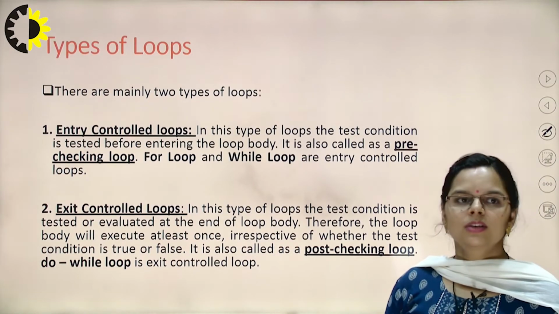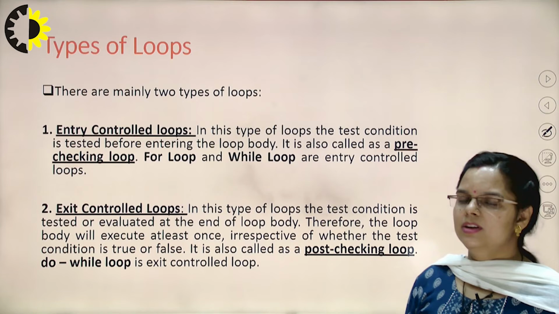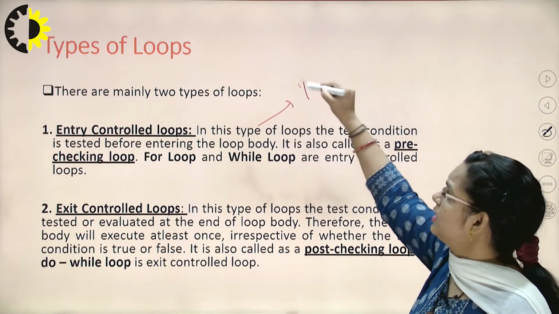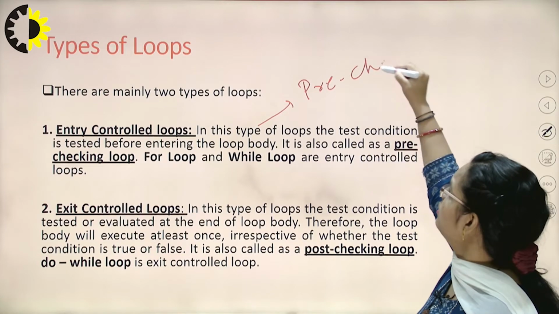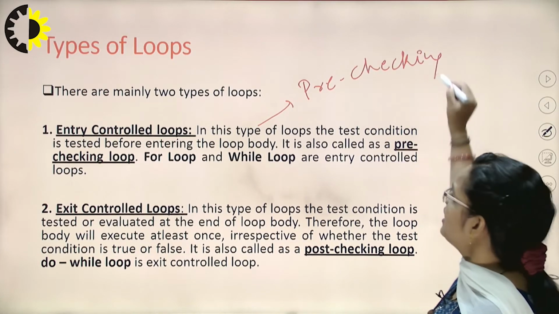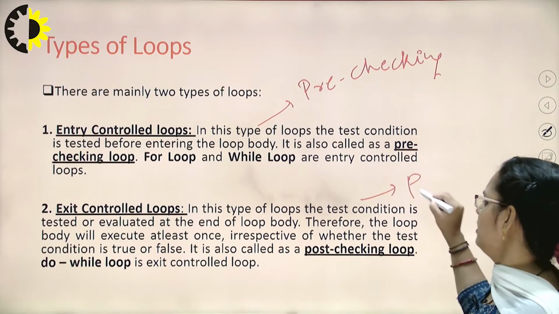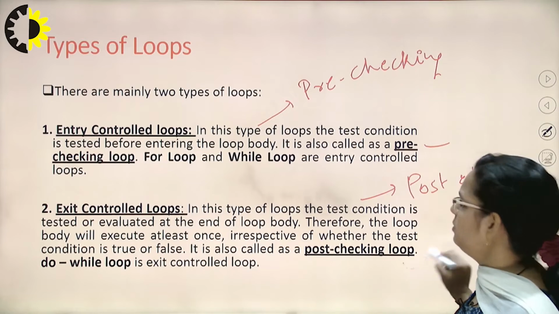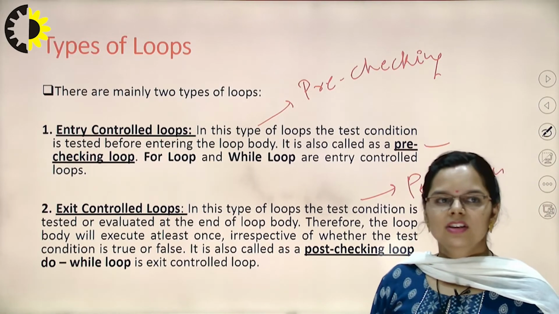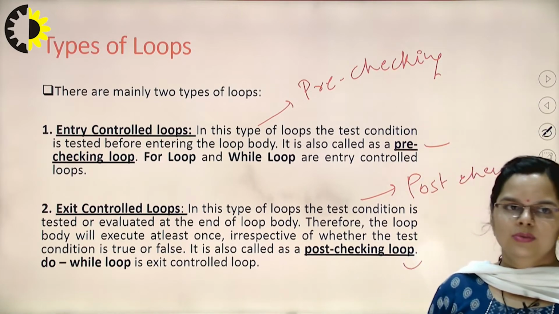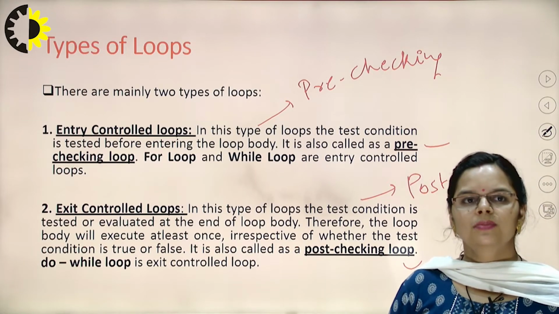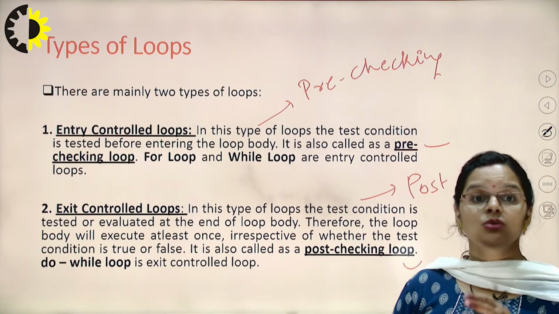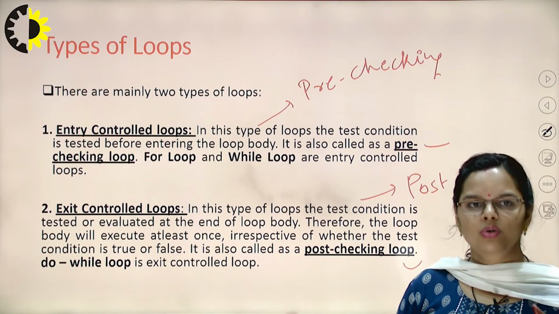There are two types of loop. First is the entry control loop, which we also call the pre-checking loop. Next is the exit control loop, which we call the post-checking loop. We have already mentioned it here, pre-checking and post-checking loop. So what are entry control and exit control loops? In entry control loops, the test condition is tested before entering the loop. It is also known as a pre-checking loop. Examples are the for loop and the while loop.